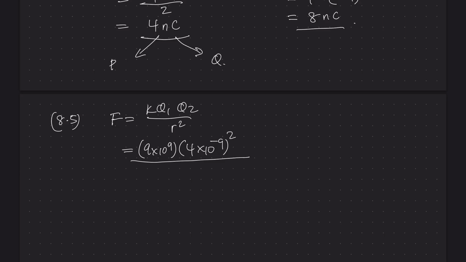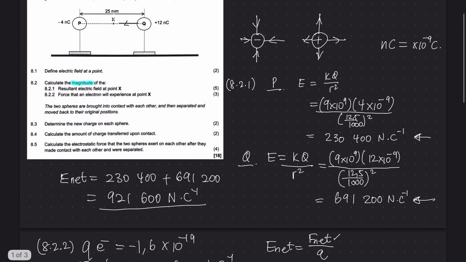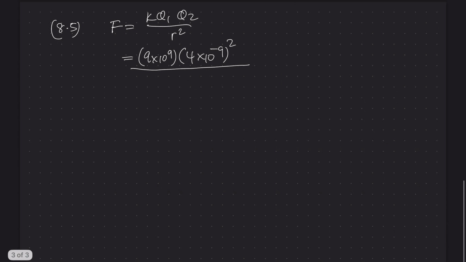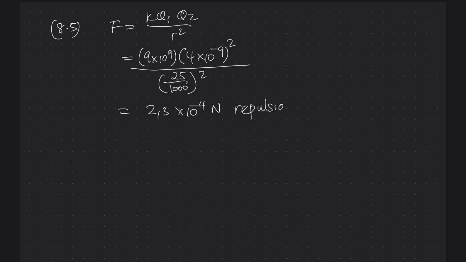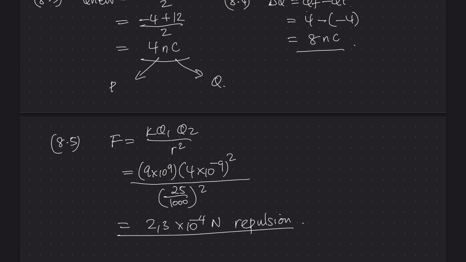And then divided by, let's see the distance, and then separate, move back to original places. So they moved back to their original places, meaning the distance between them is again 25 millimeters. So 25 millimeters is 25 over 1,000 all squared. And put that in our calculator. That's going to be 2,3 times 10 to the negative 4 newtons of repulsion. And why repulsion? Because like charges will repel one another.